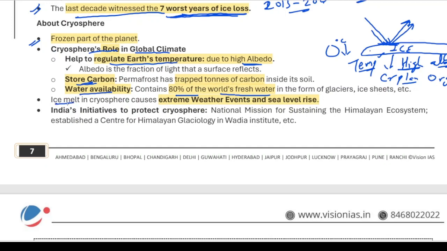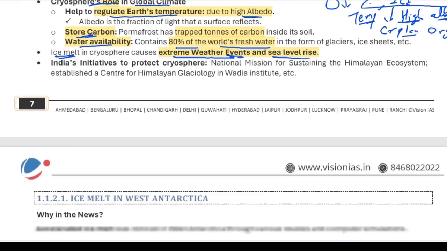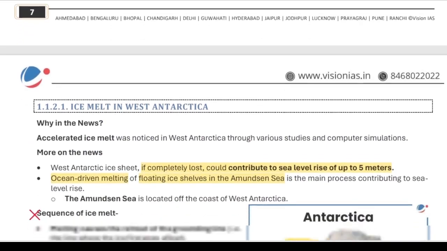So another fact that has been given is that ice melt in the cryosphere causes extreme weather events and sea level rise. When the cryosphere starts melting, the sea level will start rising. Okay, that was all about the cryosphere and this report, you must remember it.